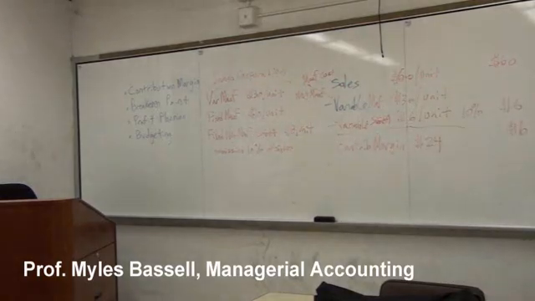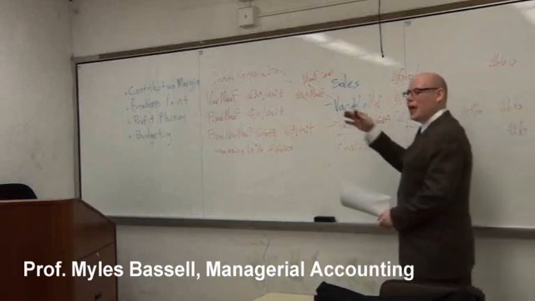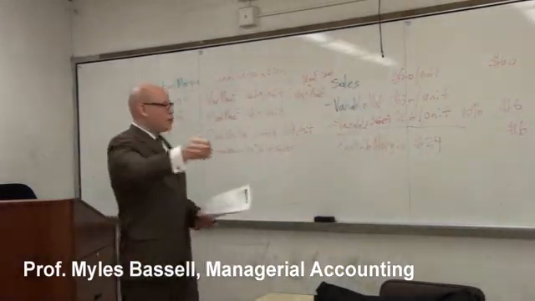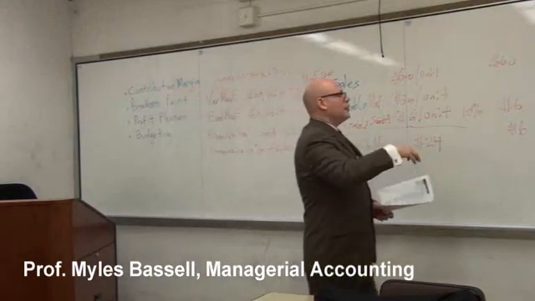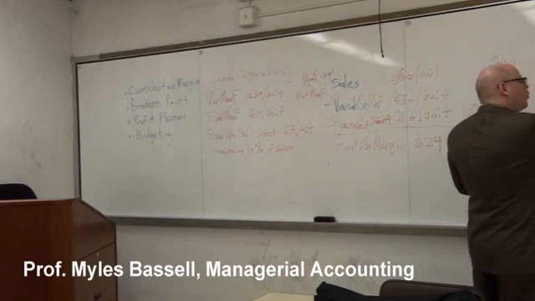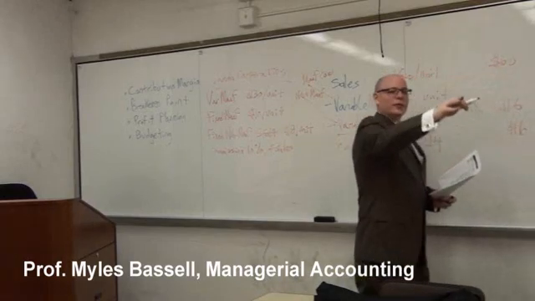We could see here why this is variable, because a variable cost is one that varies with the level of activity. So in this case, the more units that you sell, the more dollars you're going to take home, the greater your level of commission.